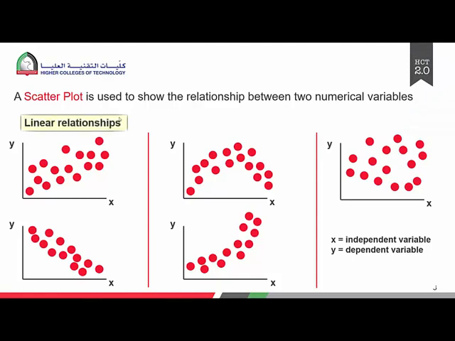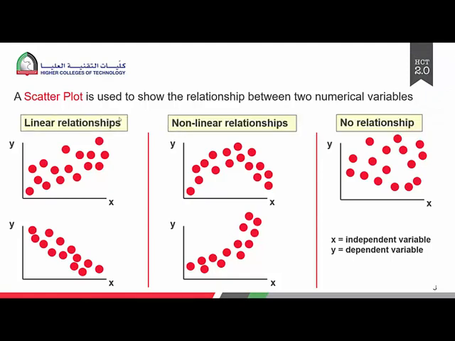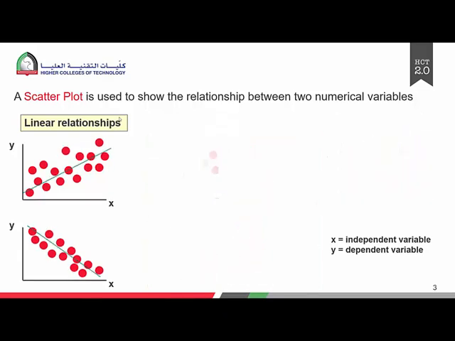There are different kinds of relationships between x and y. In our course, we are focusing on linear relationships only. The goal of this whole lesson is to find the equation of the line that is closest to all the data points so that we can use that equation to make predictions.